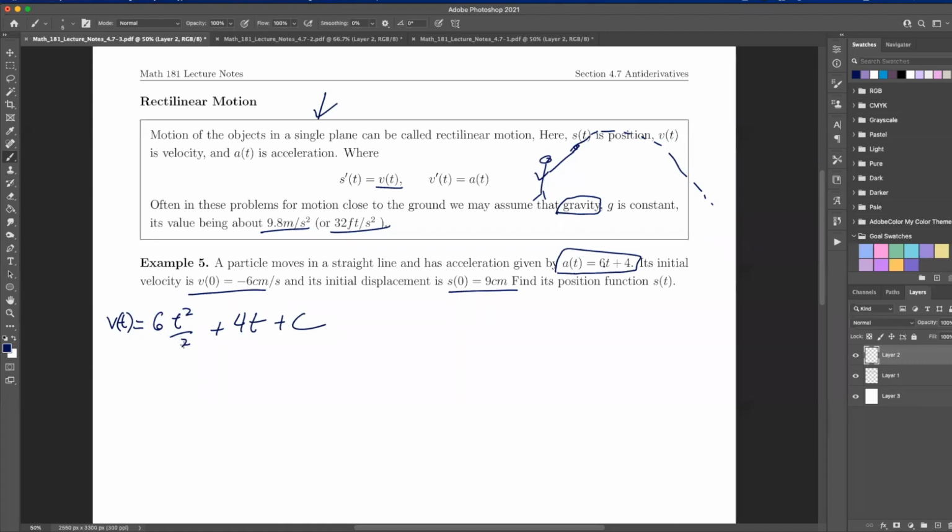So 6 over 2, this is just the same as 3. Let's go ahead and just make that a 3. All right, so v(0) is equal to minus 6 centimeters per second. So we're going to write everything in here as centimeters per second, just to keep it consistent. So minus 6 is equal to 3(0) plus 4(0) plus c. So what does that mean? c is equal to minus 6. So v(t), our velocity function, is 3t squared plus 4t minus 6.